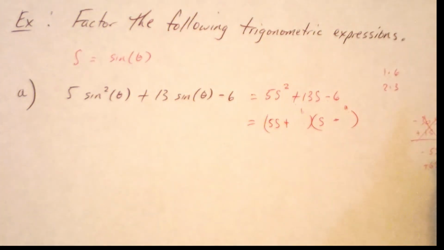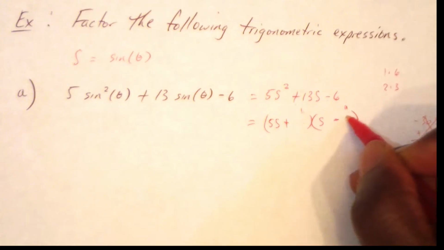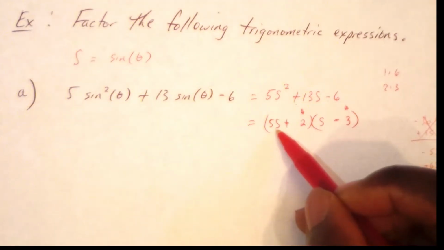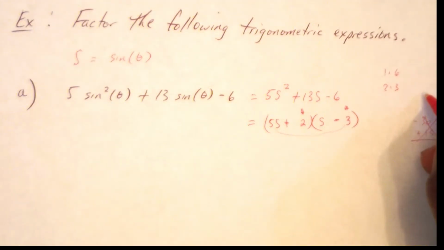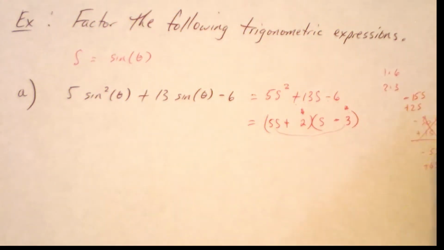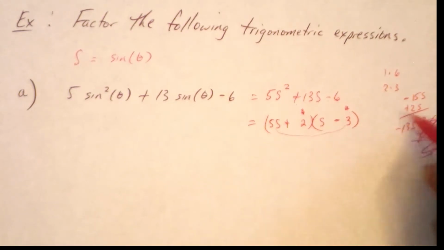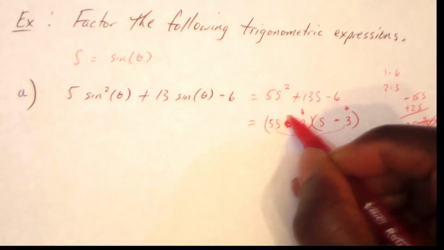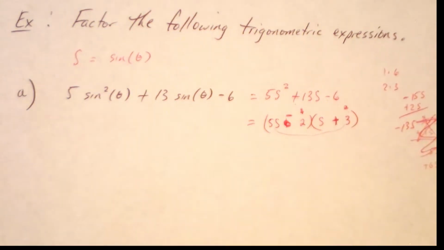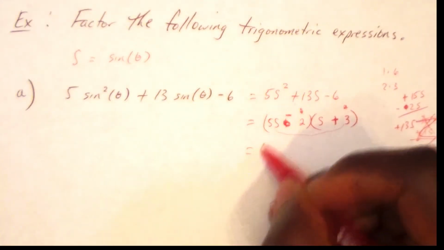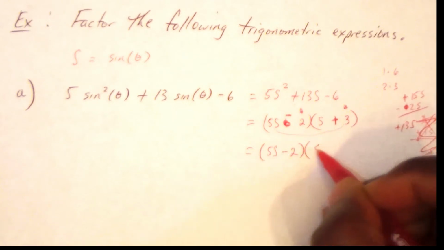So we need to use 2 and 3 here. To make this work, we will need to use a 3 here and a 2 there. And of course, when we multiply this out, that's going to give us a negative 15s, and multiply this, that gives us a positive 2s, which gives us a net result of negative 13s. We need a positive one, so we can just change the signs here to make this work. And now we're good. So this is just 5s minus 2, s plus 3.